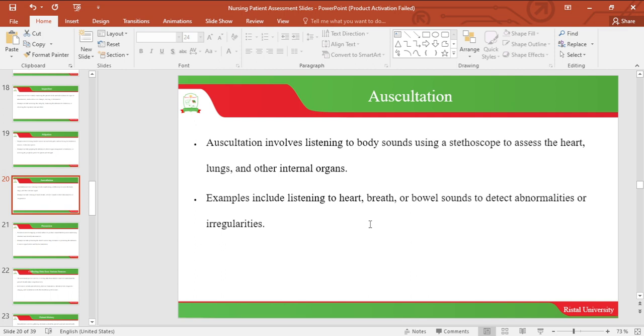Auscultation. Auscultation involves listening to the body's sounds with the help of a stethoscope to assess the heart, lungs, and other internal organs. Examples include listening to the patient's heart, breath, or bowel sounds to detect abnormalities or irregularities.